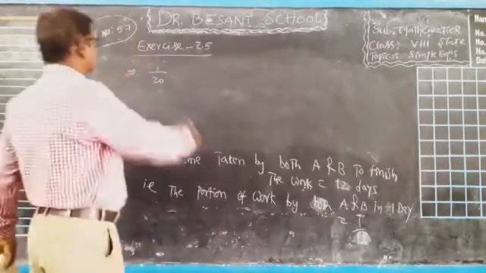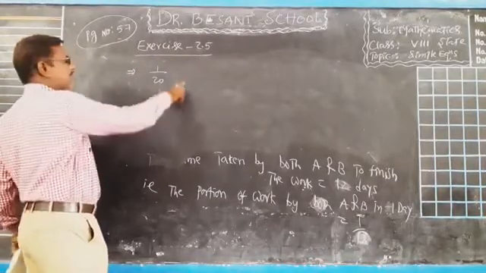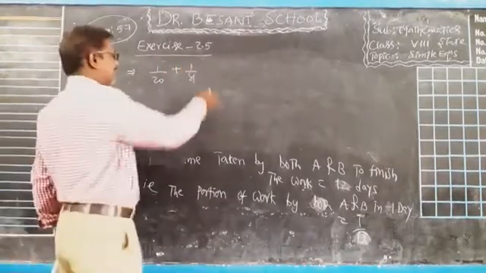Okay, children? So this is the portion of work done in one day by A, 1 by 20th part, and the portion of work done by B in one day, 1 by X part.